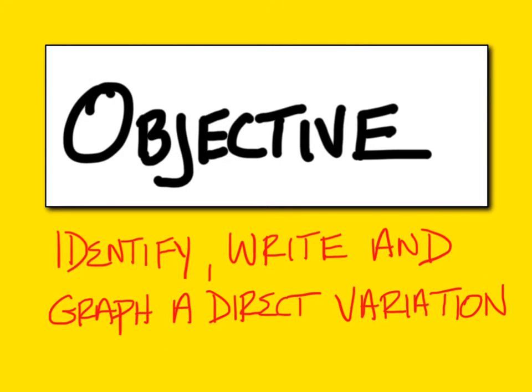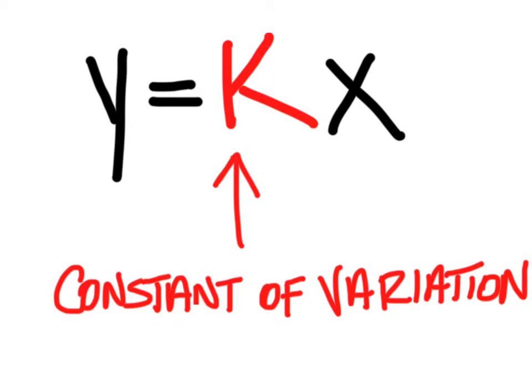The objective is to identify, write, and graph a direct variation. I know we will at least get to identify and write a direct variation today. Here's the general form of a direct variation. Y equals kx, where k is a constant of variation.